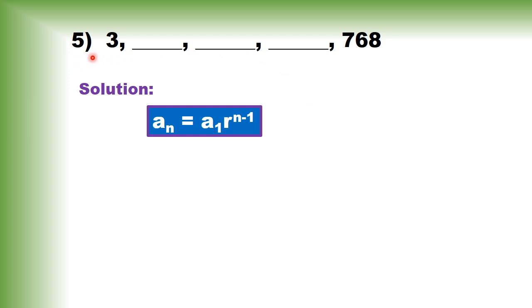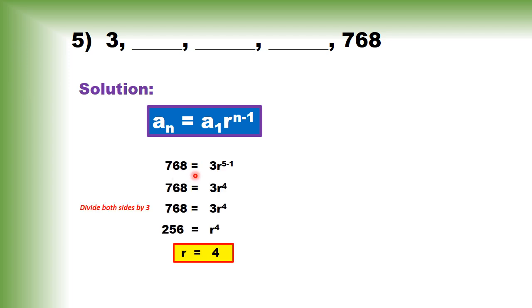Number 5. So this is the given sequence. Same as number 4, ganun din ang procedure. Gagamit tayo ng formula. First and last term are given and the number of terms which is 5: 1, 2, 3, 4, 5. Let's plug in the values. a sub n or the last term is 768. a sub 1 is 3. r is unknown. Number of terms is 5.